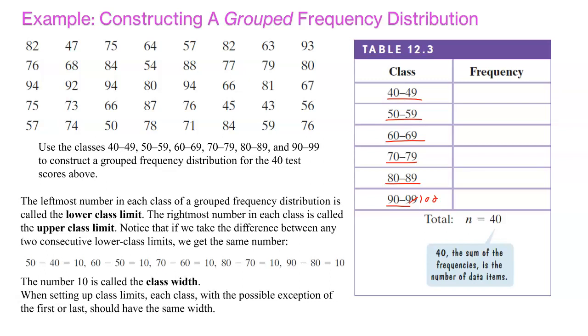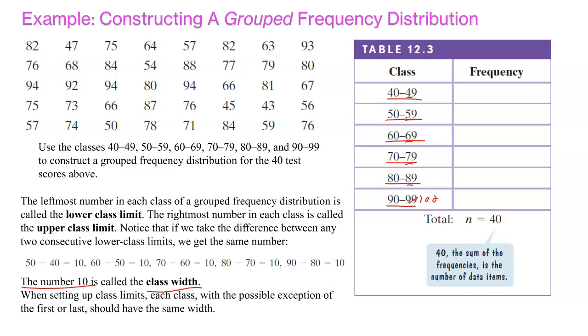What we're looking at there is what's called the class width. If we subtract the ending numbers from each other, we should get the same amount over and over. So 99 minus 89 is 10. 89 minus 79 is 10. Minus 69 is 10. 59 is 10. So we call that the class width. I've got 10 data values in each class.